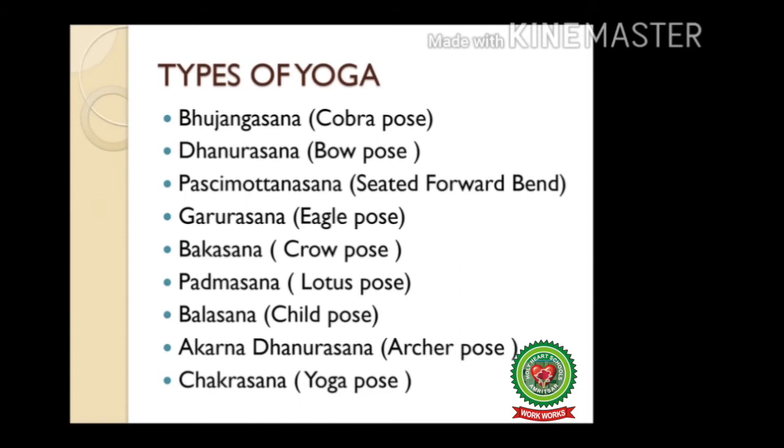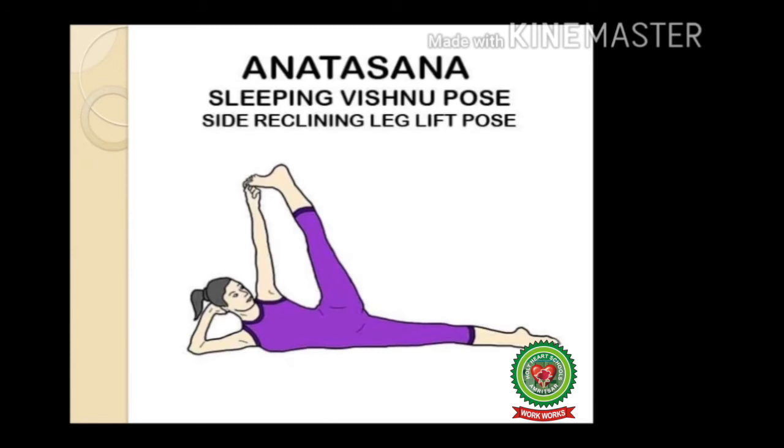Students, we are going to discuss about all these types of yoga asanas one by one. So let's get started. Now number 1 is Anantasana, which is also known as sleeping Vishnu pose or side reclining leg lift pose. So as you can see from the picture, you have to hold your foot with the help of your hand, right? So it gives us a good stretch to the entire body.